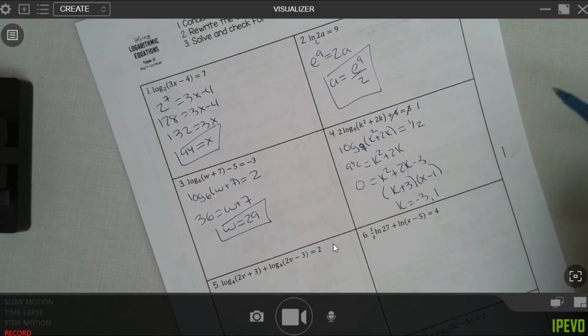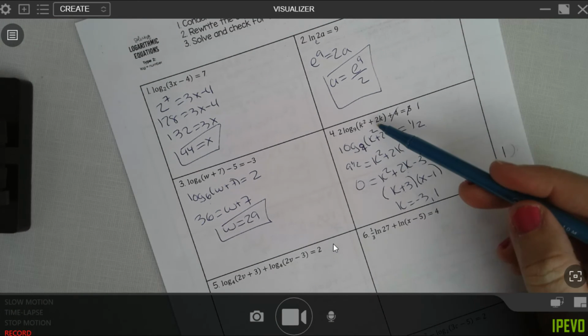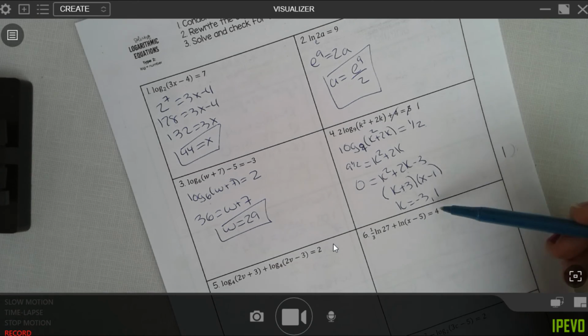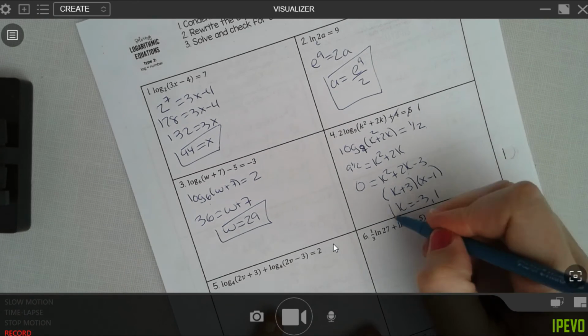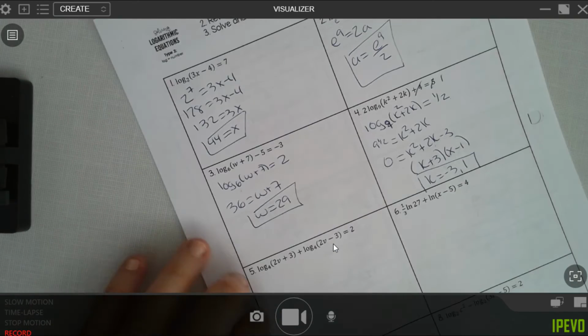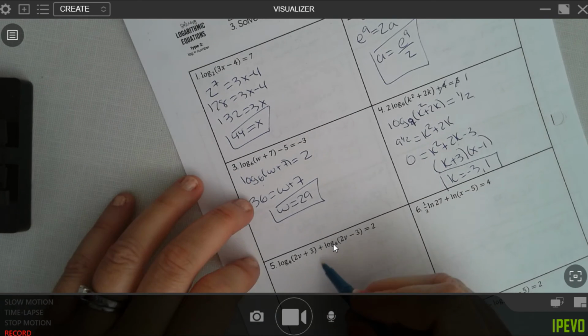Let me check to make sure that that's going to work. So -3 would be 9 minus 6. That doesn't make it negative, and that doesn't make it negative. So they're both good to go. So addition here means that we're going to multiply these two.